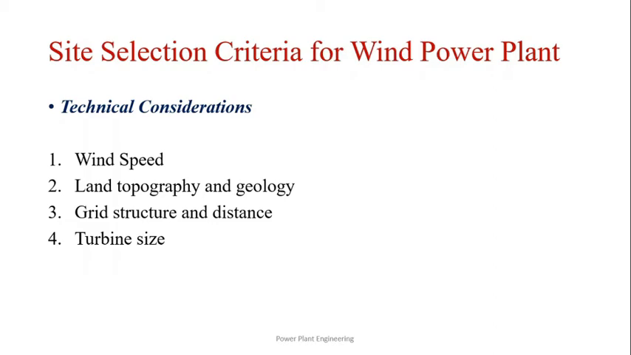Let's see first wind speed. The viability of wind power at a given site depends on having sufficient wind speed available at the height at which the turbine is to be installed. Any choice of the wind turbine design must be based on the average wind velocity at the selected wind turbine construction site.